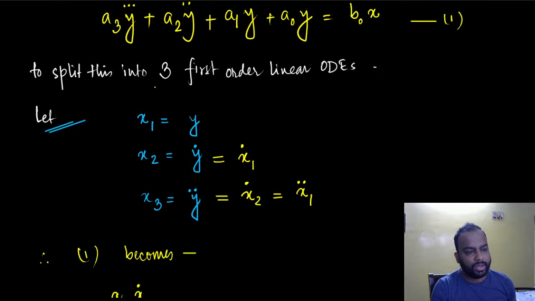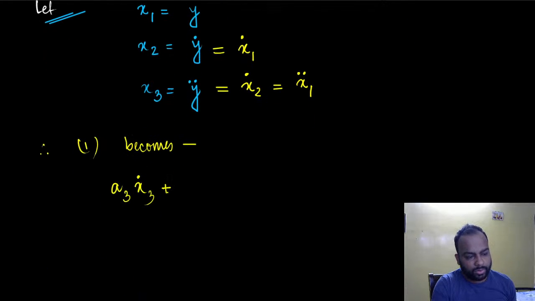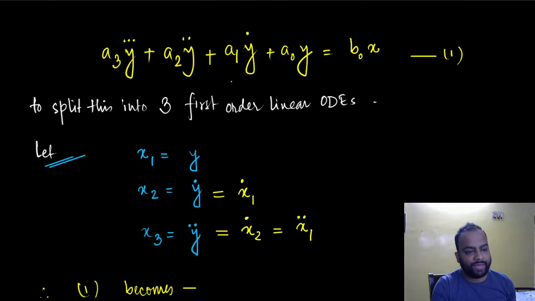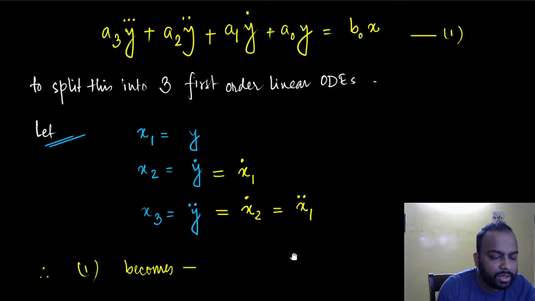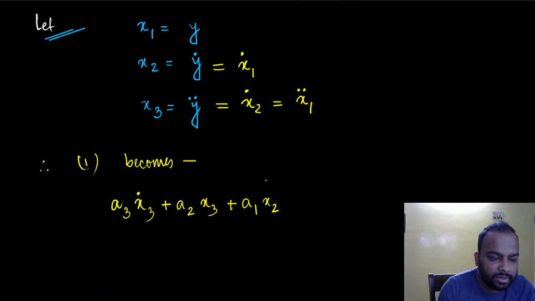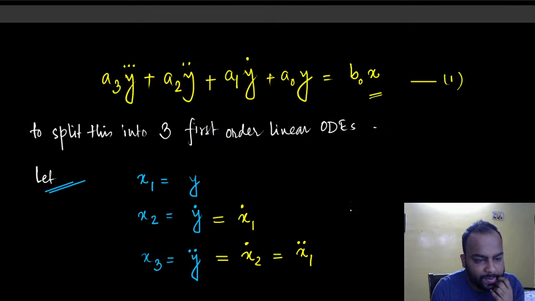Then we have a2 y double dot, but what is y double dot? That's x3. Then we have a1 y dot. What is y dot? Y dot is x2. Then we have a0 y. What is y? Y is x1, and the input is x.